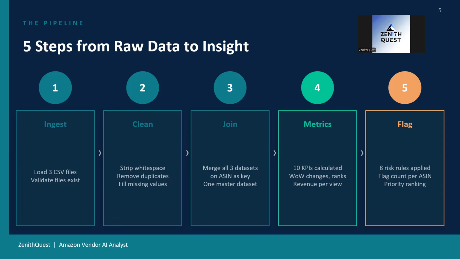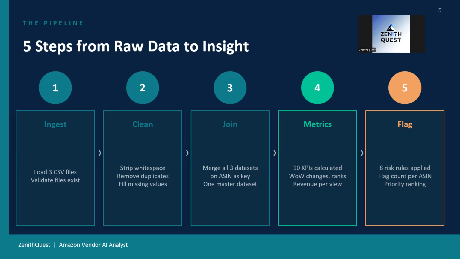So this is the pipeline. It runs in 5 steps. Step one is ingest, which loads all three CSV files and validates that they exist. Step two is the cleaning part. It strips white spaces, removes duplicates, and fills any missing values with zero. Step three is the join. It merges all three data sets into one master table using the Amazon Unique ID as the common key.